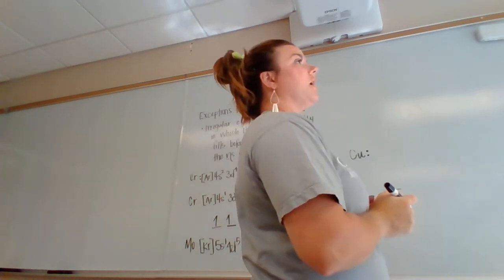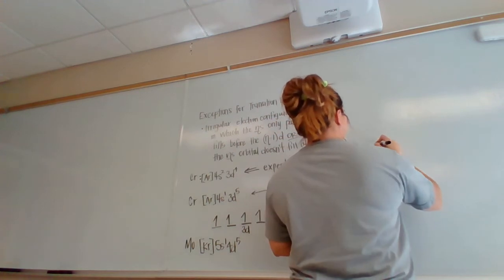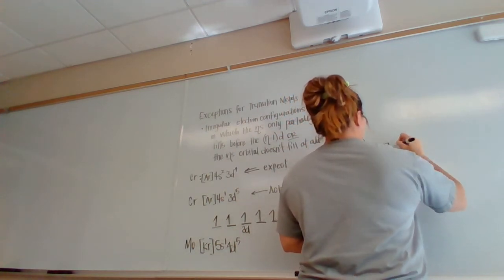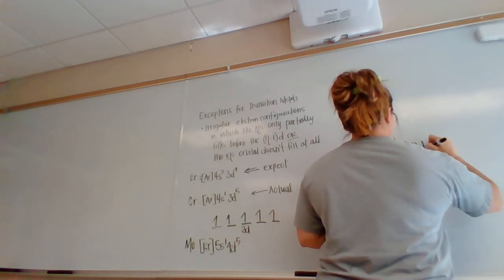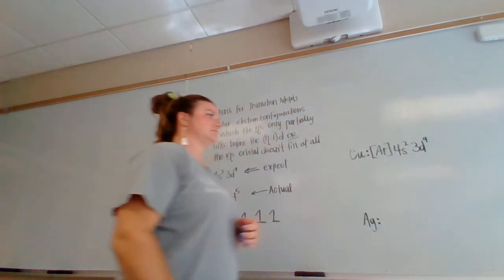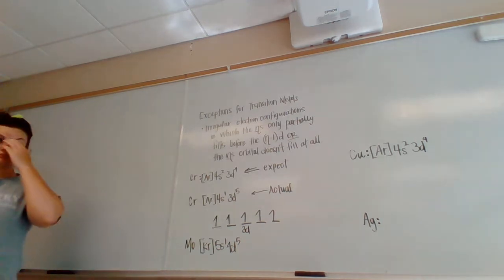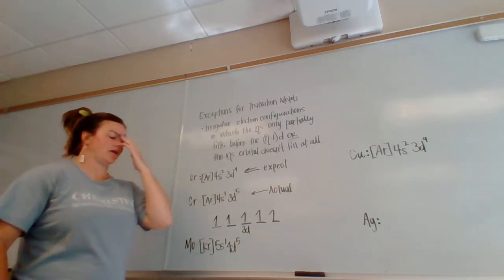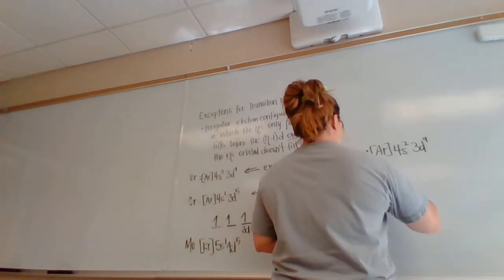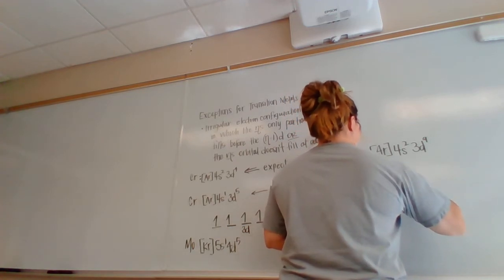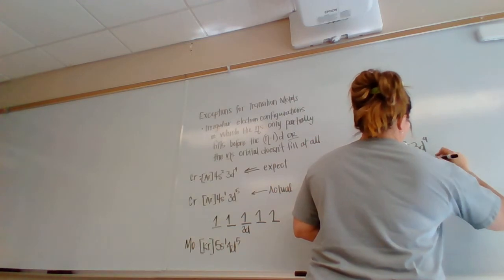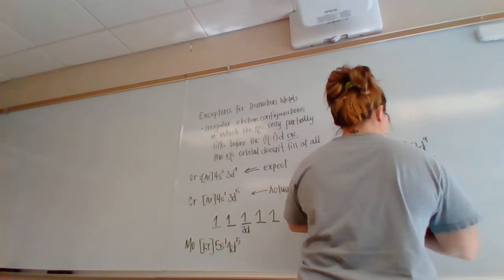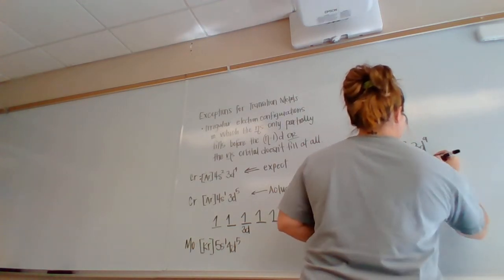So we did copper, argon, 4s2, 3d9. So we do 2 in the s orbital? No, that's what we'd expect. So how it actually is, again, you take 1 from the s orbital, you put it in the d orbital so that it's completely filled. So it's 3d10, yes.